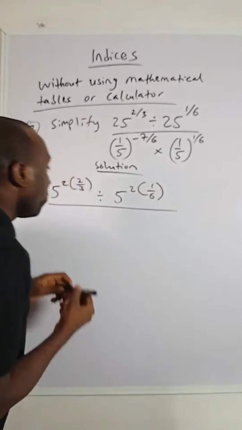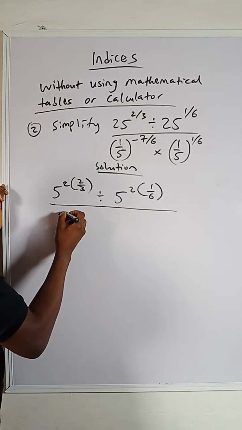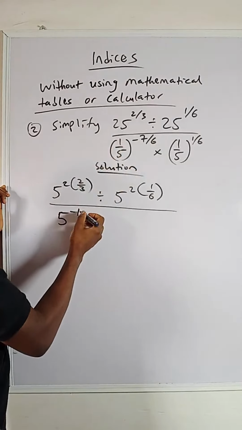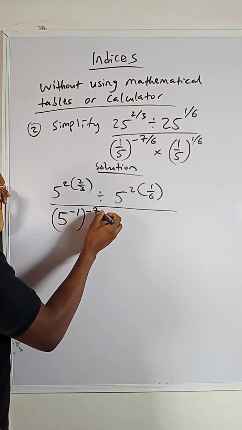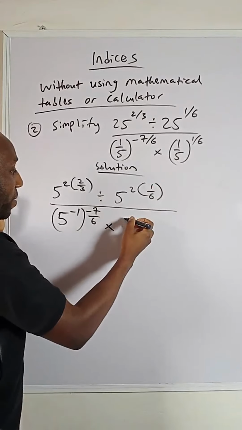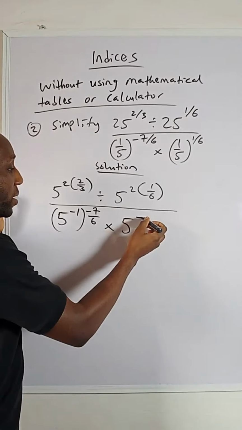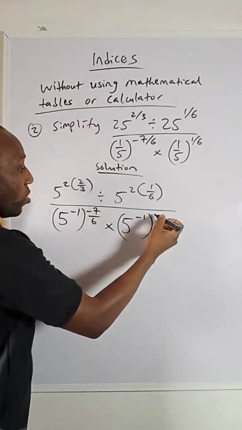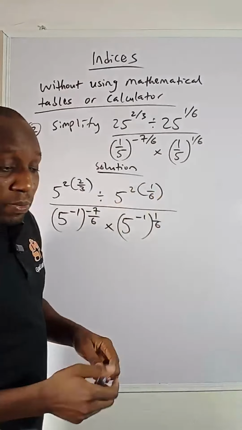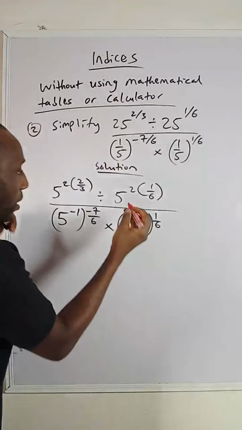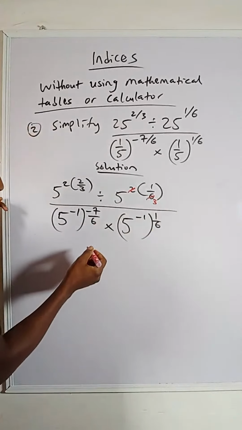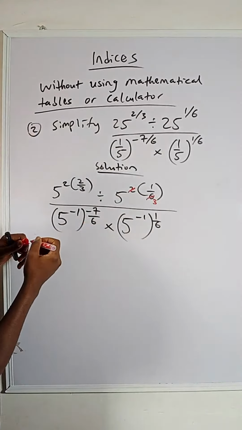Now it's going to be 5 raised to the power of -1. This is from 1/5. But times what? -7/6. See that? Now we'll do the same thing here. This is 5 raised to the power of -1 times 1/6. So let's see what we can do with all of these numbers before we move on. See, 2 divided by 6, you have 1/3 here. I think that's the only thing we can do for now.